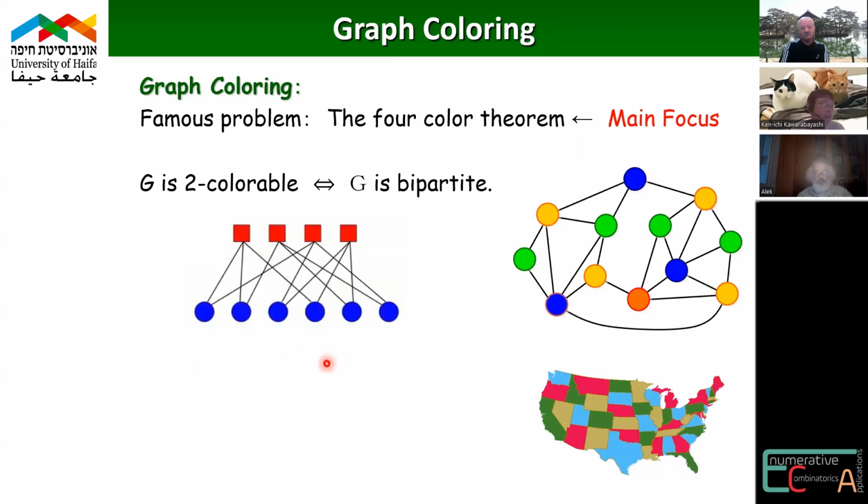The main topic of this talk is graph coloring. I suppose everybody knows that, but graph coloring is basically coloring vertices so that if there is an edge, the two adjacent vertices must receive different colors. And the main focus will be the four color theorem, which is basically coloring maps at the beginning, and that's equivalent to coloring planar graphs.